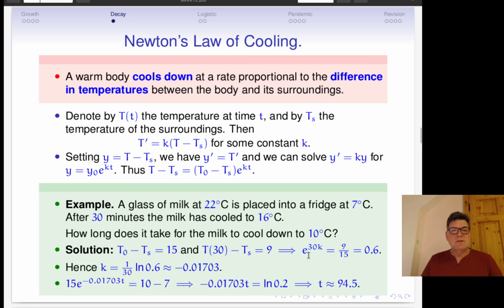And the question is, at what time, for what value of t is the temperature difference 3, that is 10 minus 7. So again, to solve this for t, we divide by 15, take natural logarithms, and then divide by k to find that t is approximately 94.5. That's 1 hour 35 minutes.